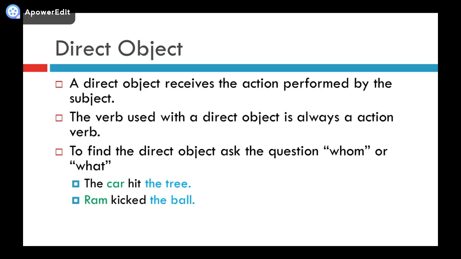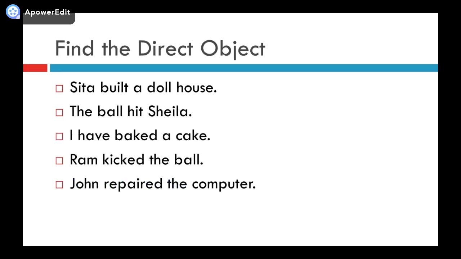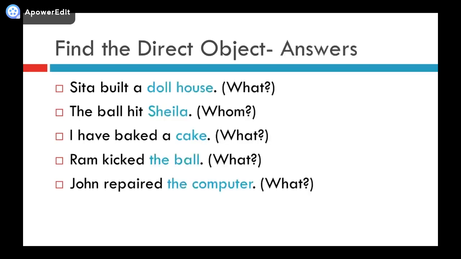Now, I have given you 5 sentences. You're supposed to find out the direct object in these sentences. So, please pause the video, write down these sentences and mark the subject, the verb and your direct object. Understanding? I'm going to wait for a second for you all to copy this down. Now, let us see. Are you all ready?